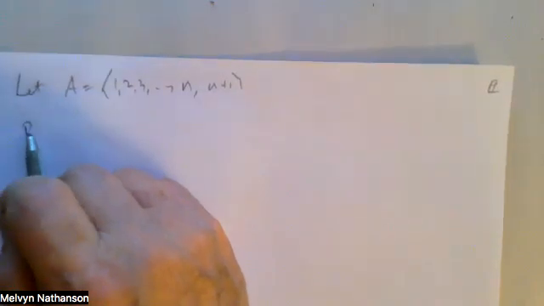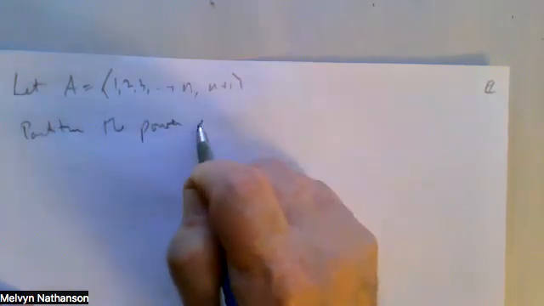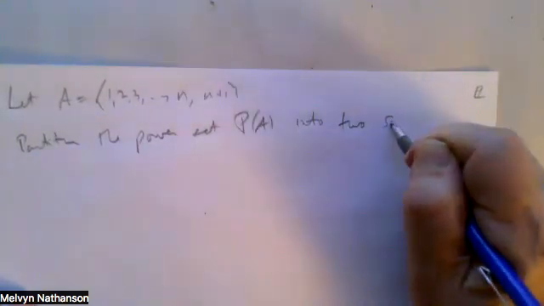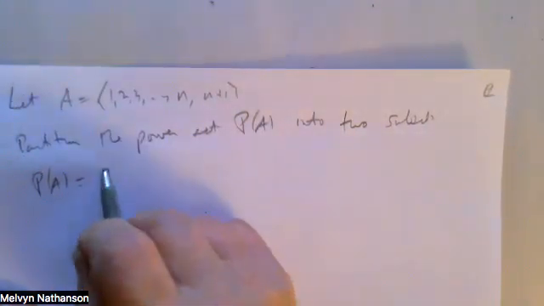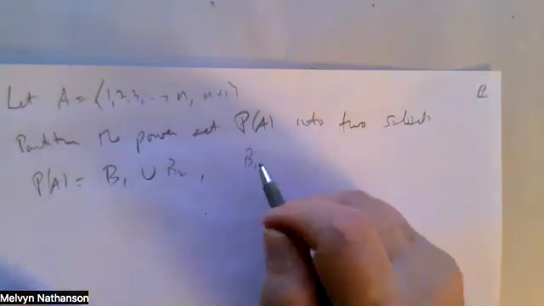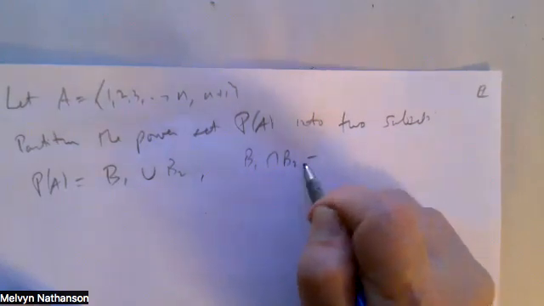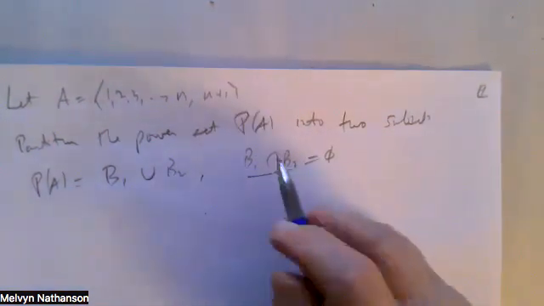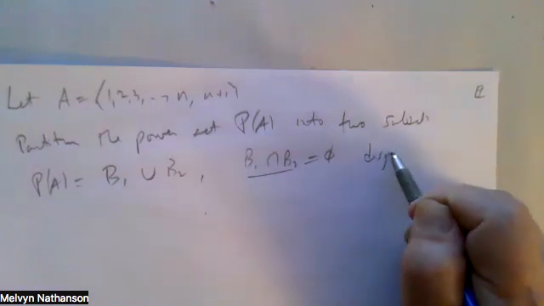So let's partition the power set P of A into two subsets. Let's say P of A is going to be B1 union B2, where B1 and B2 have no elements in common. So I have P of A is the union of these two sets, and these two sets are disjoint. That means they have nothing in common.